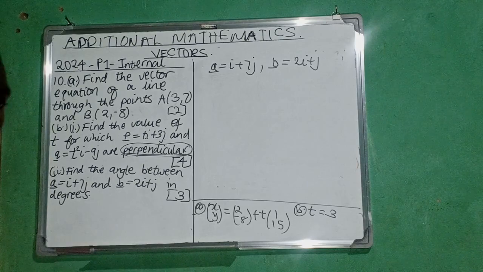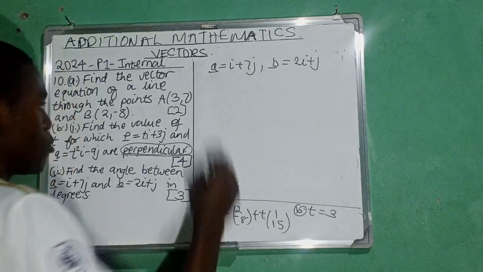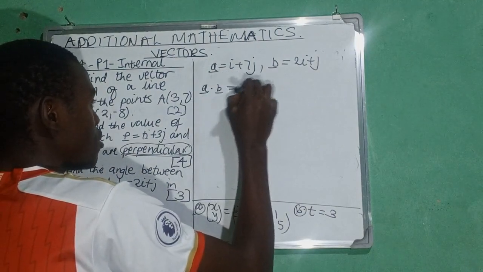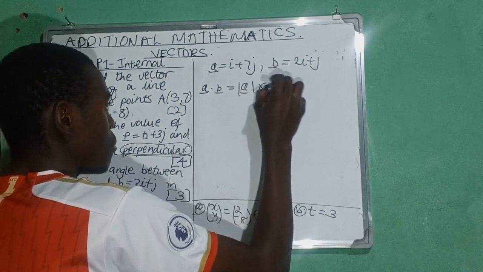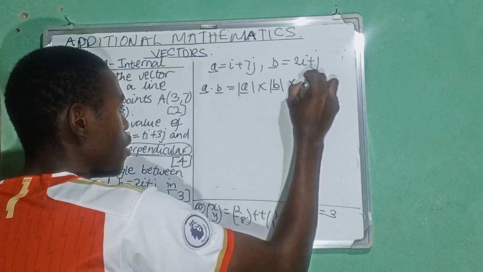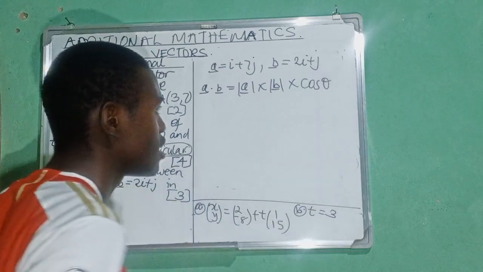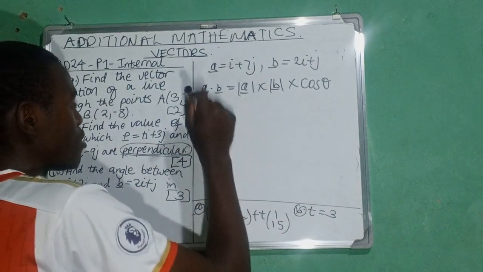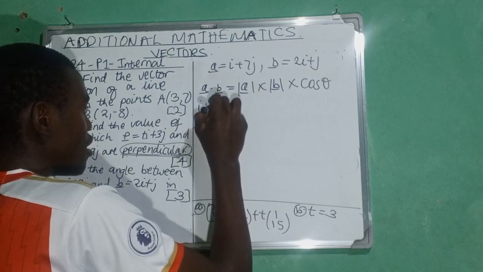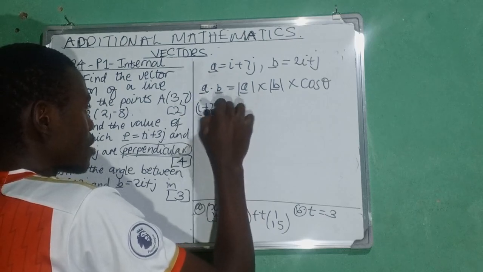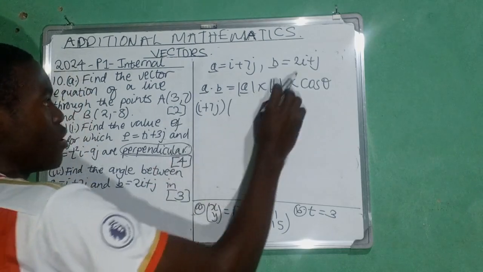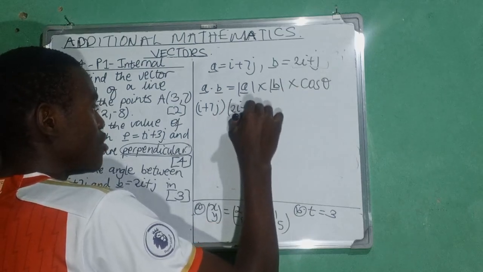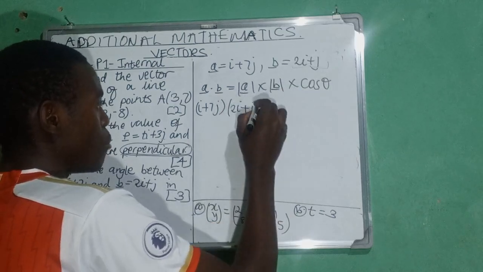First of all, we need to know the scalar product or the dot product formula, which is vector A dot vector B is equal to the magnitude of A multiplied by the magnitude of B, multiplied by cosine theta. And then, in place of vector A, we'll substitute i plus 7j, and in place of vector B, we'll substitute 2i plus j.